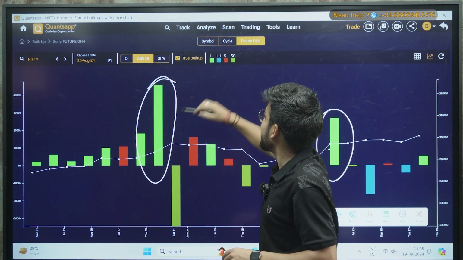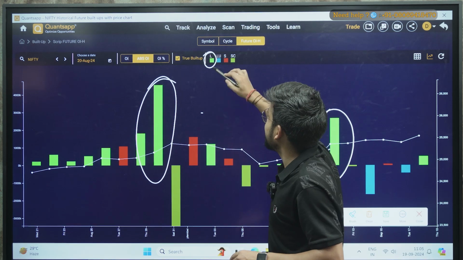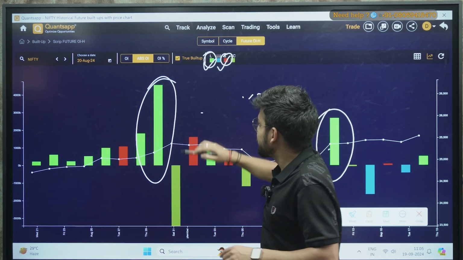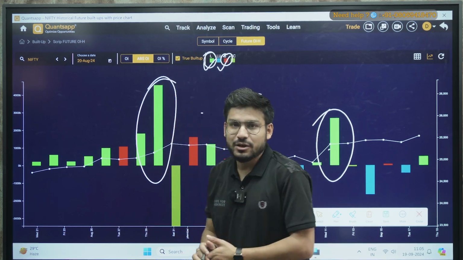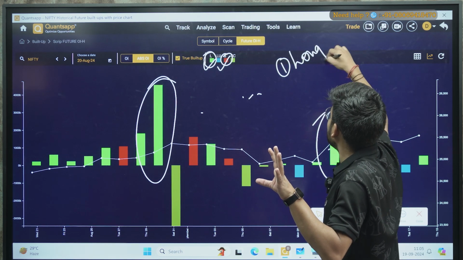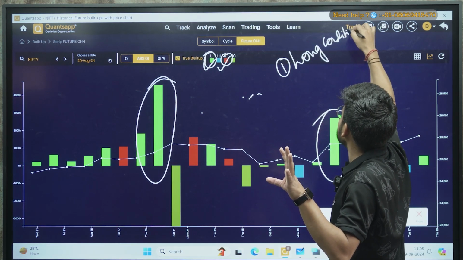So I can see here I'll get the readings: for green I'm getting the long, and for the short I'm getting the red color, right? So now I can see the market is in long position. So my first condition has been met, the market is in long condition.